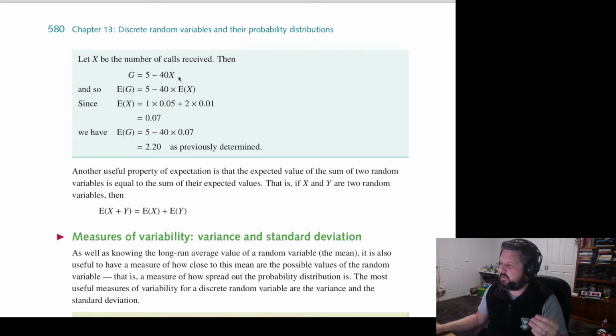And so in this particular case, if we're going to do that, we get 1 times 0.05 plus 2 times 0.01, which is 0.07, is the expected value of x. And we can then obviously run that calculation and still get the $2.20 as previously determined. Alright, so that's obviously the expected value of x, or mu, or the mean. The next thing that we need to talk about is variance and standard deviation.